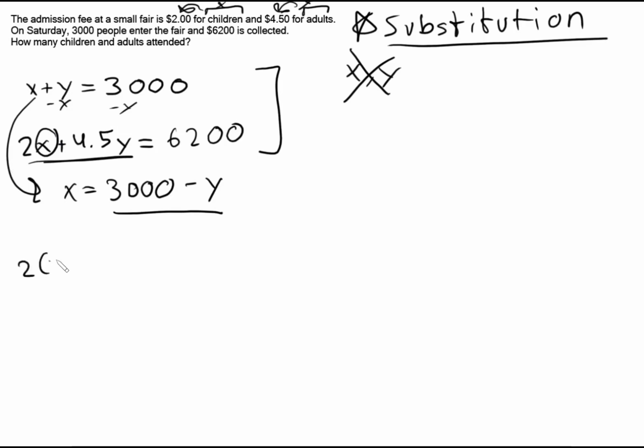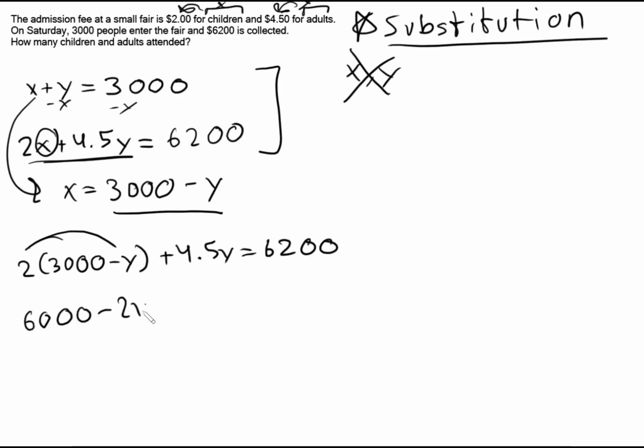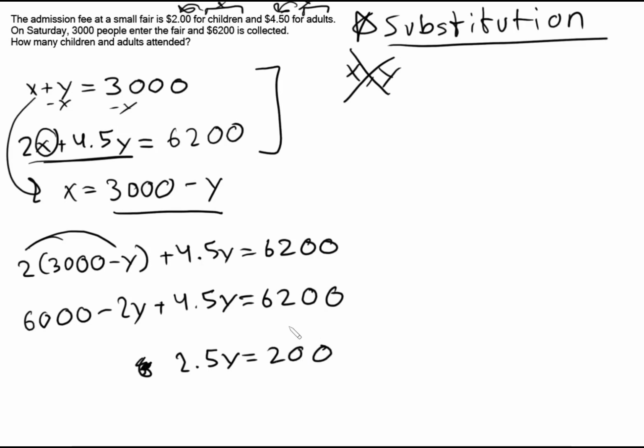So 2x becomes 2 times 3,000 minus y, plus 4.5y is equal to 6,200. Now if you distribute this, you get 6,000 minus 2y plus 4.5y is equal to 6,200. I'm going to combine a couple steps here, and I'll explain this, but I get 2.5y is equal to 200. So what did I do? I moved this 6,000 to here, and then I just combined like terms at this step.